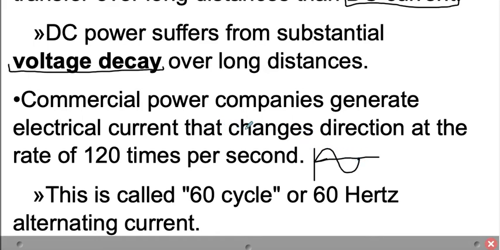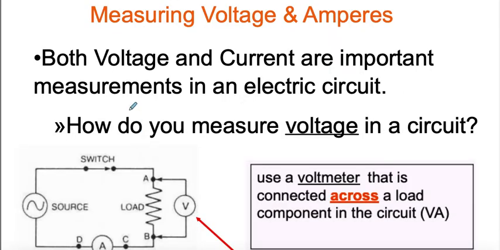This says changes direction at 120 times per second. So if we cut that in half, that would tell me that I have 60 wavelengths in a second, which would give me 60 hertz, right? That's the frequency. So since we're talking about voltage and amps, we have to talk about how to measure it.